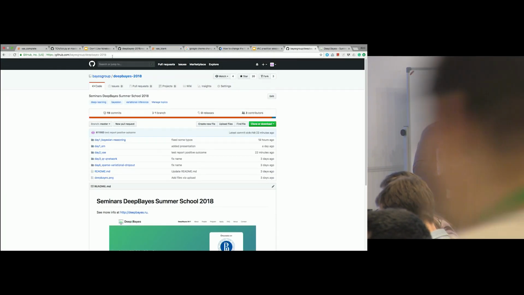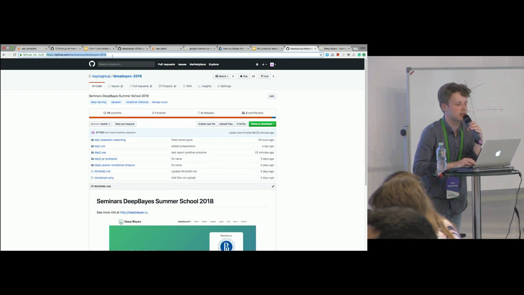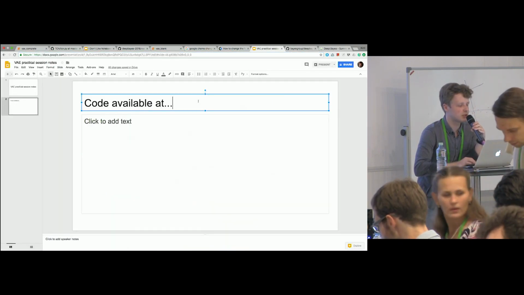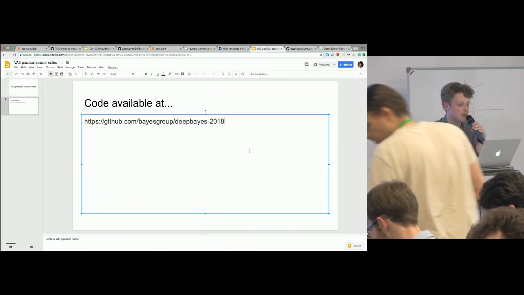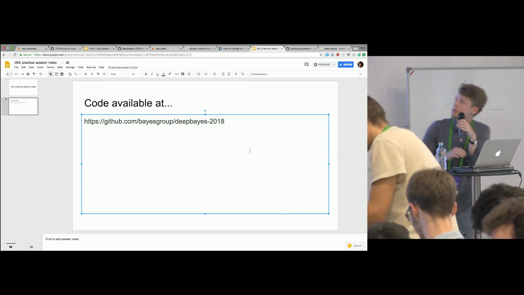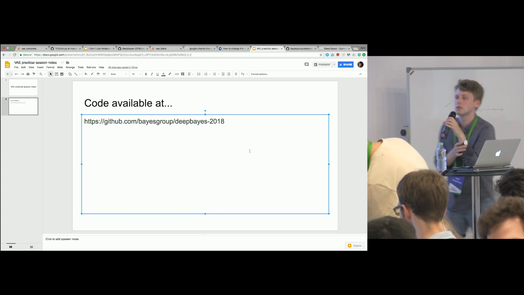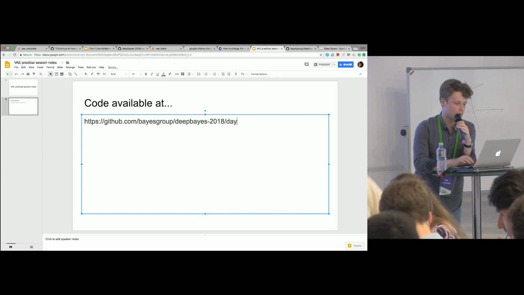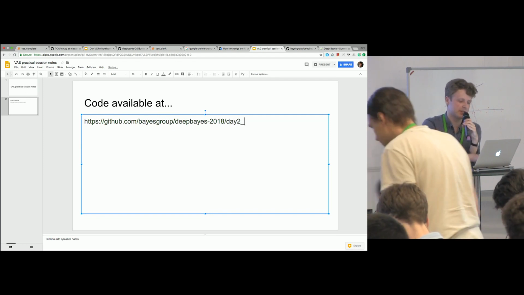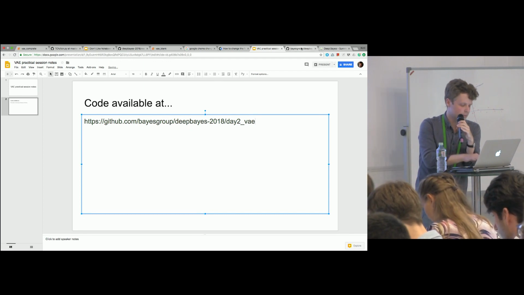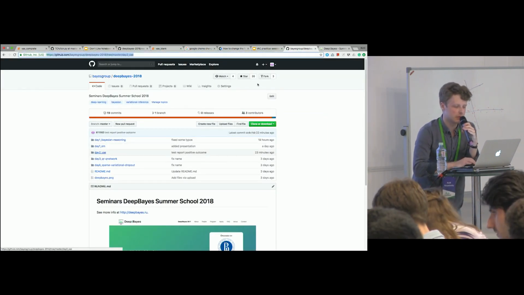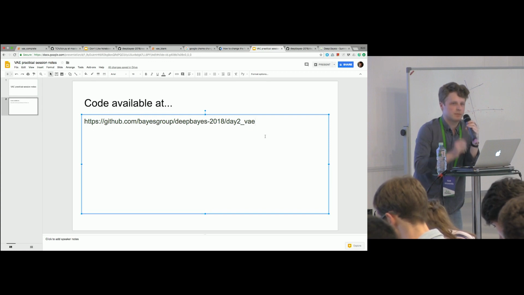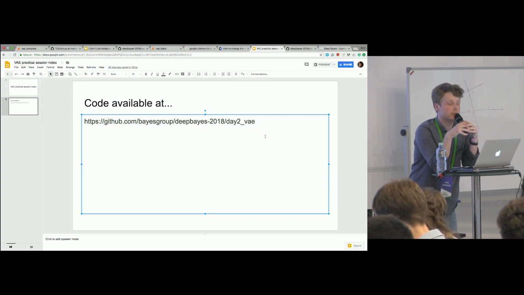So, code is currently available at our summer school GitHub. Again, it's github/BayesGroup/DeepBayes2018. The link is the following. Can you see it? The folder there is day2, VAE, I believe. Yeah, it is. And there is a notebook, a few additional files with pictures.